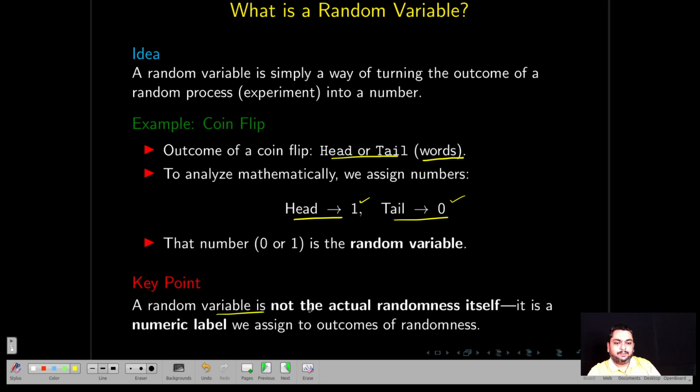A random variable is not the actual randomness itself. It is a numeric label we assign to the outcome of the randomness. The random variable is not itself the randomness. It's just a variable.